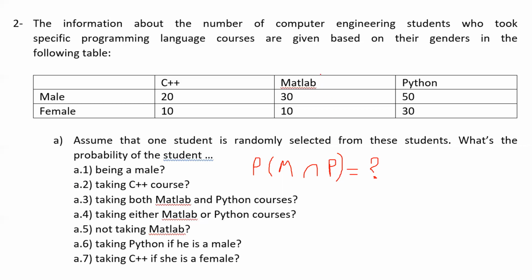So it means that taking MATLAB and Python at the same time. When I look at the table, I understand that we don't have such a student who at the same time took MATLAB and Python, because MATLAB and Python, they are disjoint events based on this table. So what should I say? It is impossible. So the probability of the empty set, this is 0. So the final answer is 0. We should be careful, because at the end you should give a value between 0 and 1, or 0 and 1 themselves.